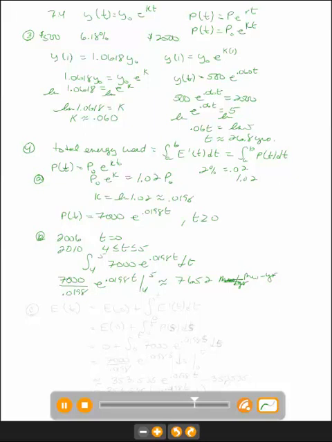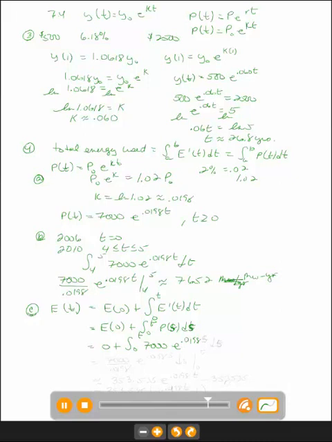Then part C. Part C says, find the function that gives the total cumulative amount of energy used by the city between 2006 and any time t greater than or equal to 0. So they want E of t, energy, to be equal to your initial energy, plus you add the integral of E prime of t dt from 0 to any time t, which turns into E of 0 plus the integral from 0 to t of P of t, which turns into 0 plus the integral 0 to t of 7,000 e to the 0.0198.